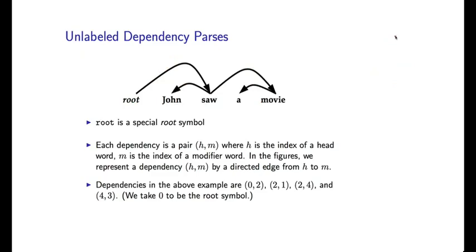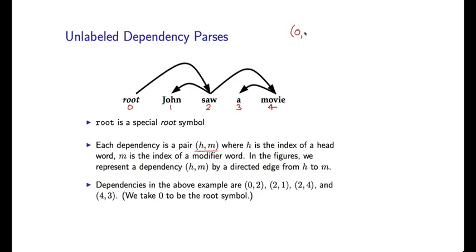So it'll be useful to develop a little bit of notation for dependency structures. So each dependency is going to be a pair (h, m), where h is the index of a head word and m is the index of a modifier word. So whenever I have one of these directed arrows, I have a head, for example, soar, and a modifier, for example, John. So let's number these words. We always number the root as 0. So there are 4 directed arcs in this dependency structure, and that means there are actually 4 dependencies.